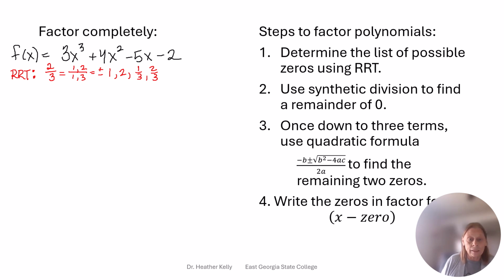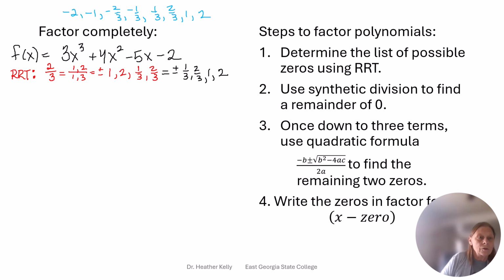But anyhow, this is our list, and I'm going to make it kind of pretty and put it in order here. It's going to be plus or minus, so the positives and the negatives, of 1/3, 2/3, 1, and 2. And if you were so inclined, you could write it all out like this: -2, -1, -2/3, -1/3, 1/3, 2/3, 1, and 2. And that would also give you the list, and you could see every one.